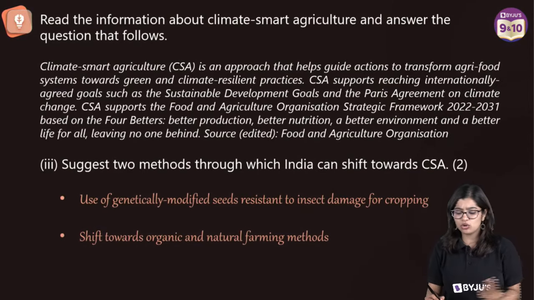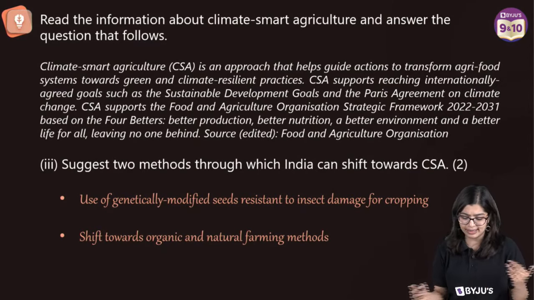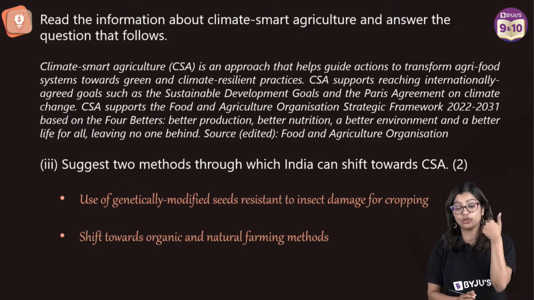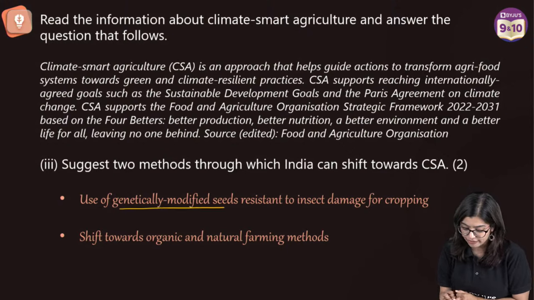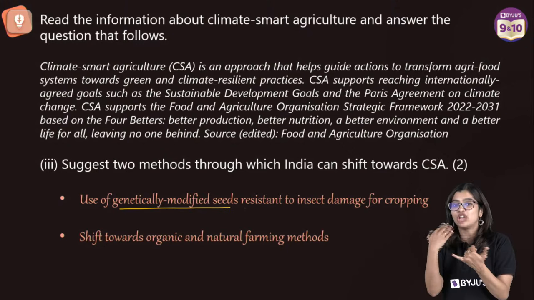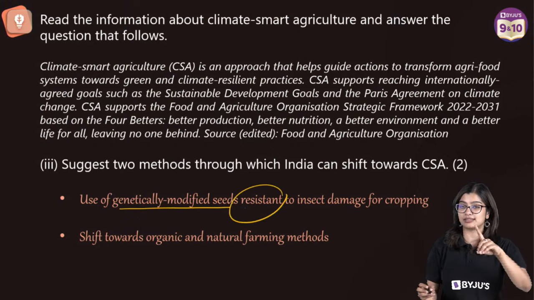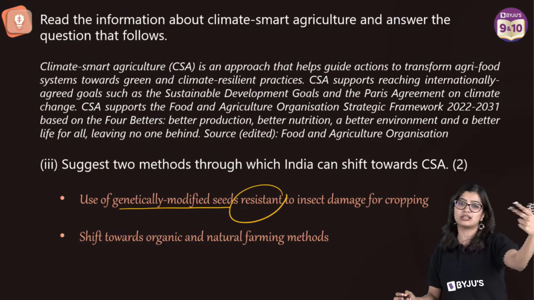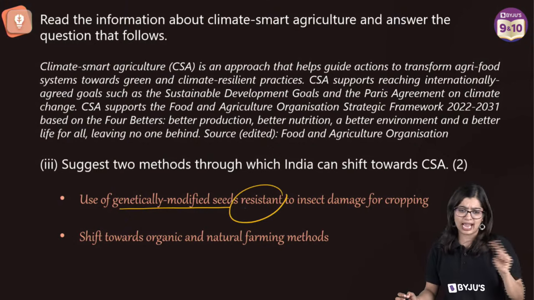Now, last one. 2 ways in which India can shift towards this. Simple. First and foremost, use more drought resistant or genetically modified seeds that are resistant towards insects, that are resistant towards drought. So you can tackle these two.